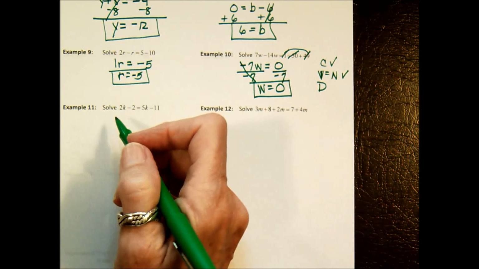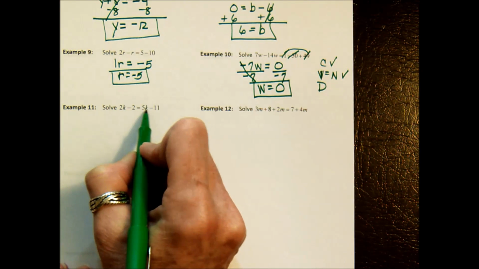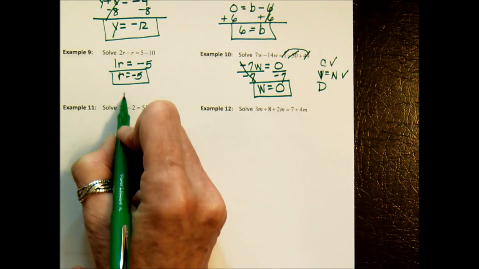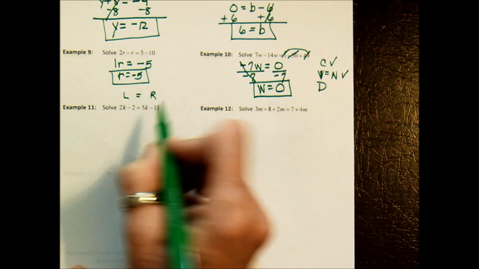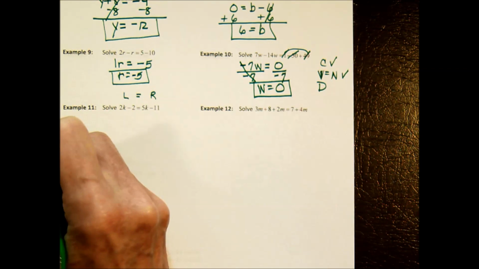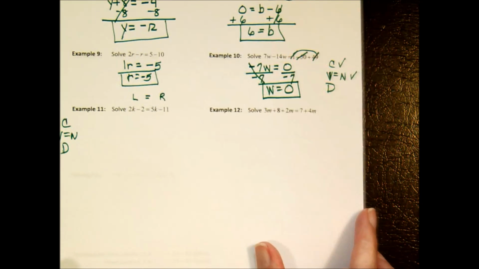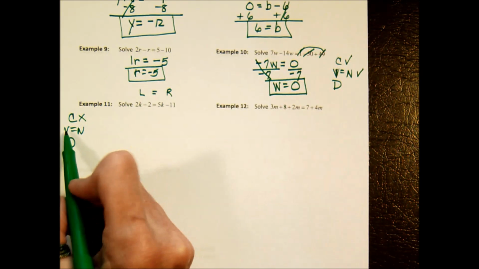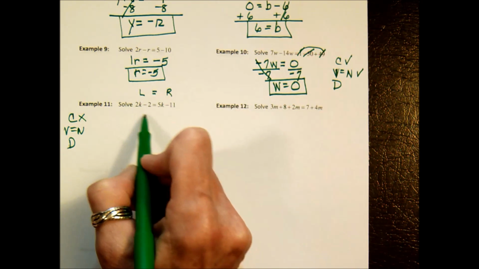Number 11, we have 2k minus 2 equals 5k minus 11. This one's different. If you look on the left-hand side, those are not like terms. If you look on the right-hand side, those are not like terms. So in my list of things to do, combine like terms, get variables equal to numbers, and divide, there's no like terms to combine. But I now need to get my variables on one side. Well, I notice that the variables are on both sides.